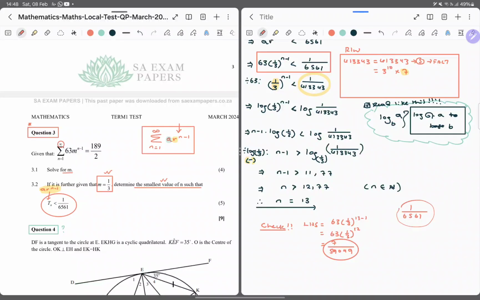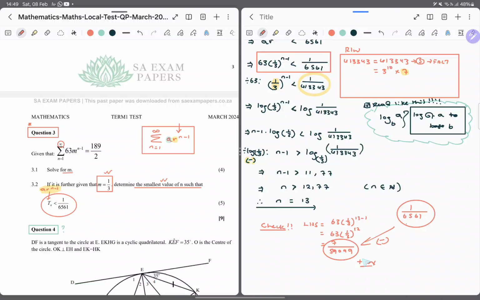Now how will you know this one is bigger than the other? Now let's see. If this is bigger, let's take this and subtract that. If we get a positive answer, then indeed this value is bigger than that, right? Let's do it. So let's say 1 over 6561, and then subtract 7 over 59049.